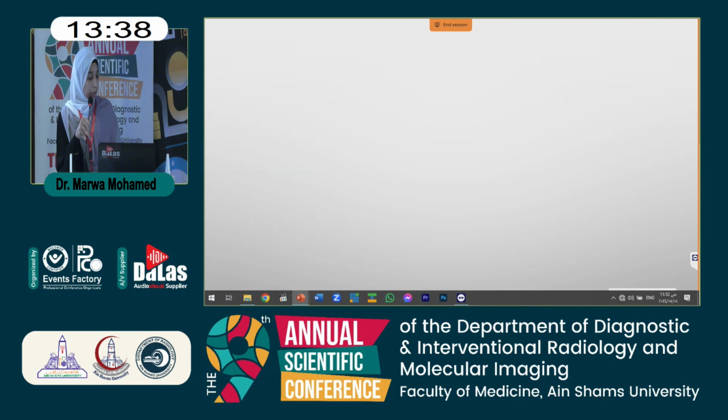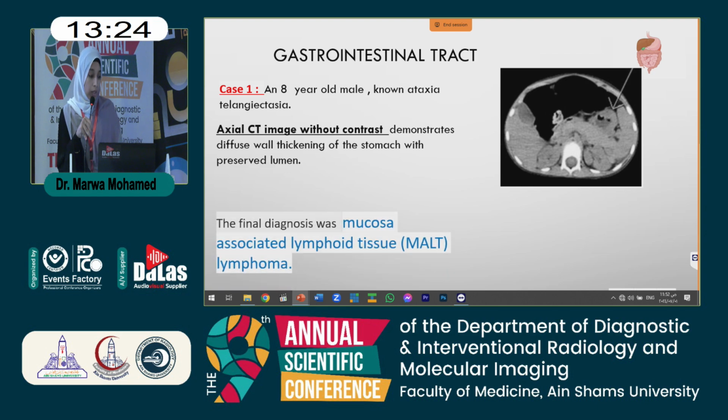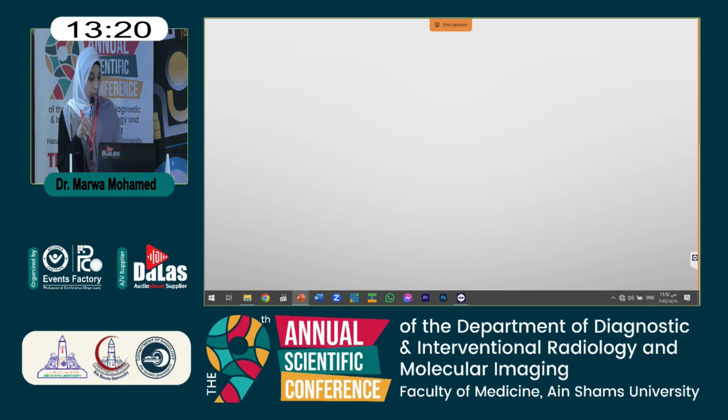Gastrointestinal tract. Case 1, an 8-year-old male, known ataxia telangiectasia. Unfortunately, CT was done. An axial CT image without contrast demonstrates diffuse wall thickening of the stomach with preserved lumen. The final diagnosis was mucosa-associated lymphoid tissue lymphoma.